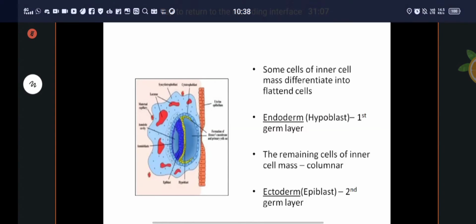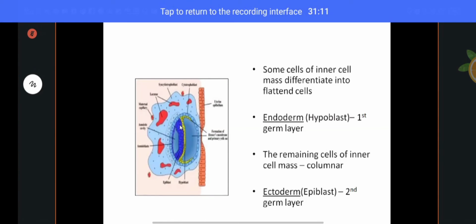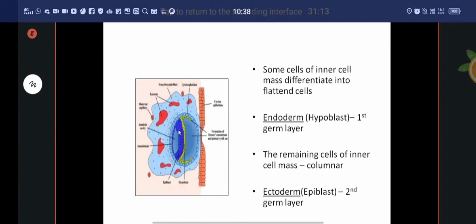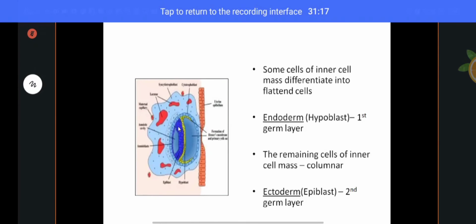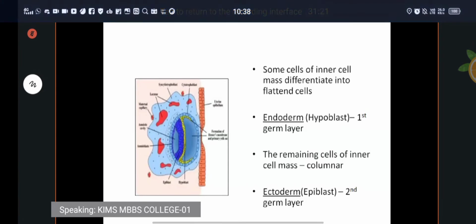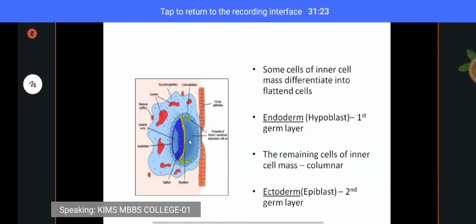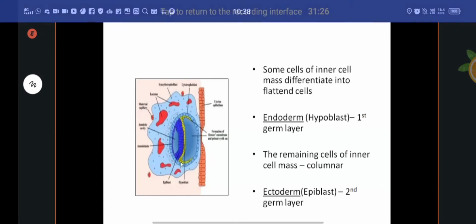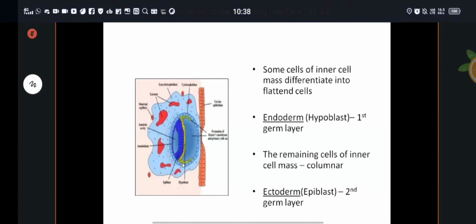And the remaining cells of the inner cell mass become columnar. Here you can see them. They are called ectoderm or epiblast, which is the second germ layer to develop.